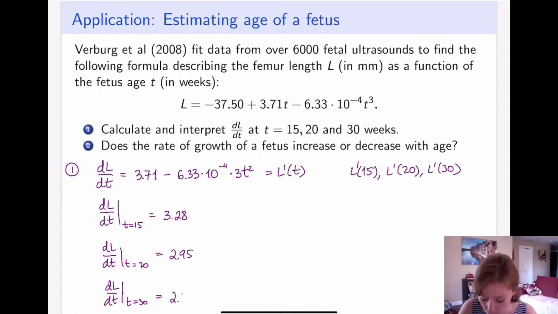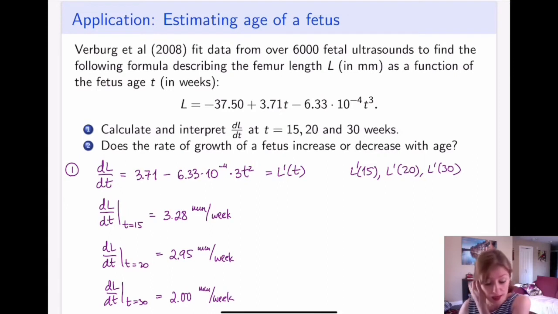Okay, so my numbers here, once I plug them in, would be 3.28, 2.95, and 2.00. Okay, now again, thinking back to units, this is where this notation is much more useful because this is saying these are the units of L over the units of t. So the units of L were millimeters, the units of t were weeks. So all of these have millimeters per week.